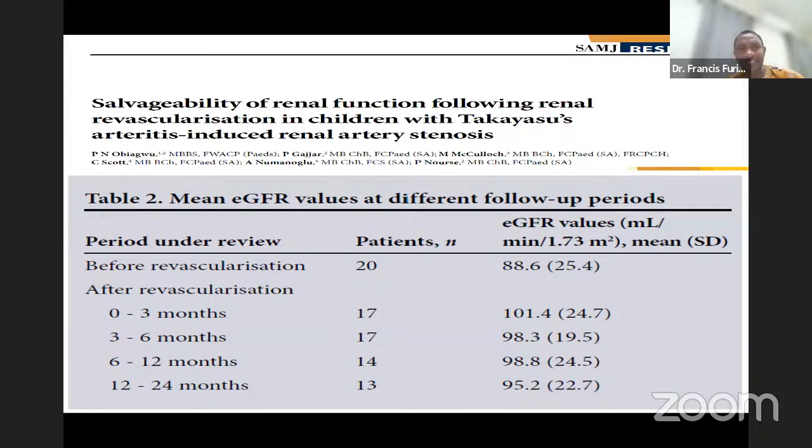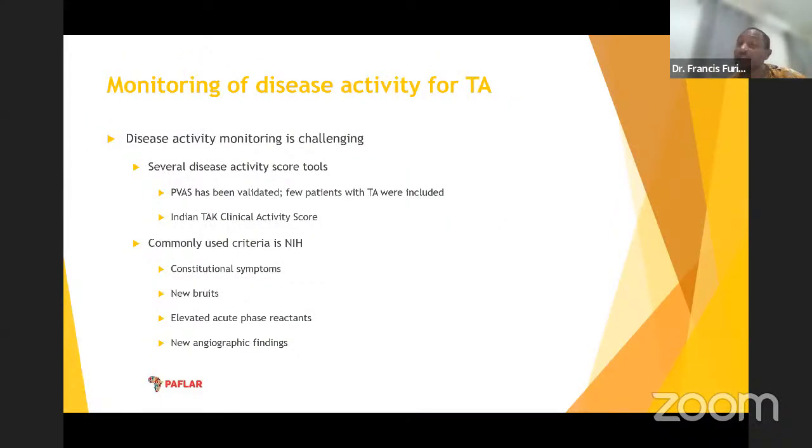So the other challenge with Takayasu arteritis is the fact that there are no disease monitoring tools that have been validated for children. There are several disease activity scores that have been tried. One of them is the pediatric vasculitis activity score. This has been validated in children. However, it was validated in 63 children and only 6 had Takayasu arteritis, making it not that useful. And these other tools are not really useful and they have not been tried.